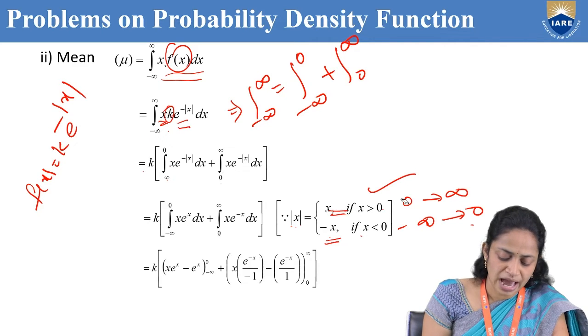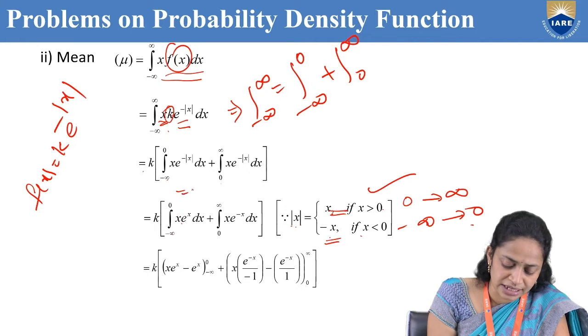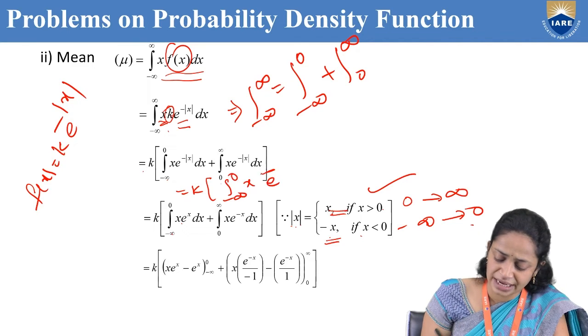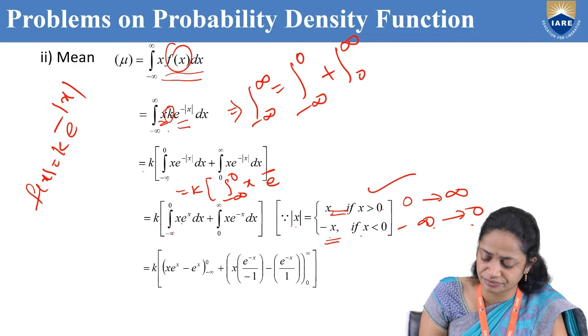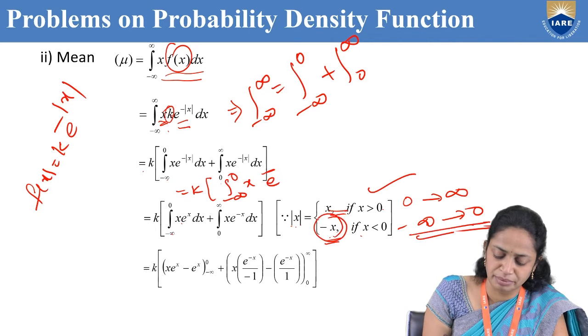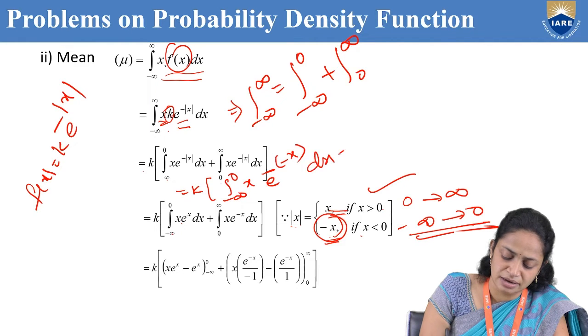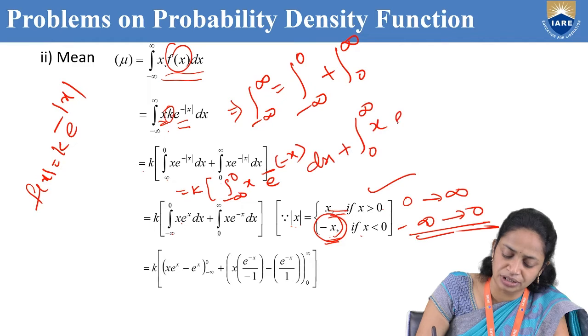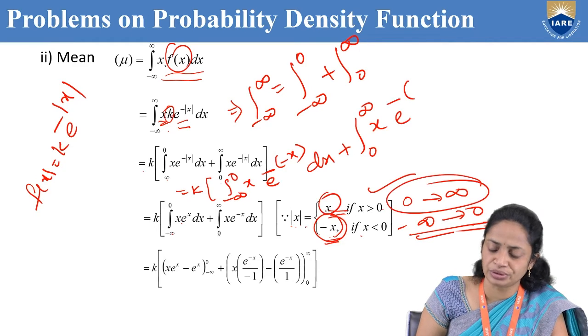Okay, so this can be written as k times the integration over minus infinity to 0 of x times e power minus modulus of x, where for minus infinity to 0 limits, that will be minus x. So this is minus x dx, plus the integration over 0 to infinity of x times e power minus modulus of x, where the limits are 0 to infinity.